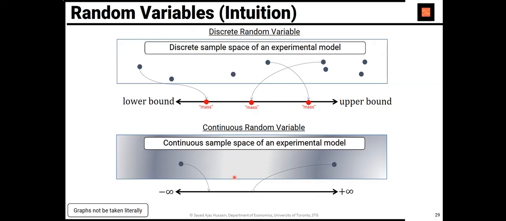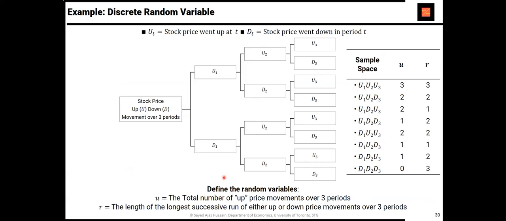This picture is not quite right, but if the sample space was, quote unquote, continuous, consisting of an infinite number of dots, once again we could have a rule that assigns each of these dots in the sample space to a number on the number line. An example: here's a sample space of following a stock price up and down over 3 periods, where the price can only go up or down. 8 possible outcomes. Let's define a brand new random variable.